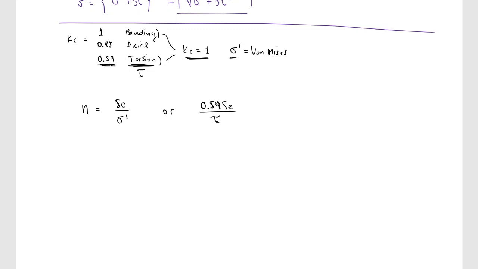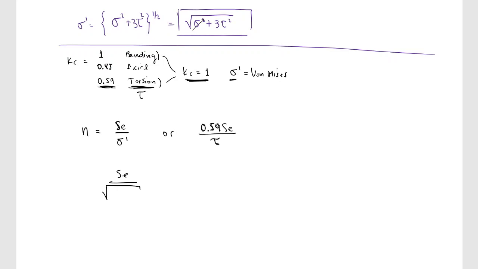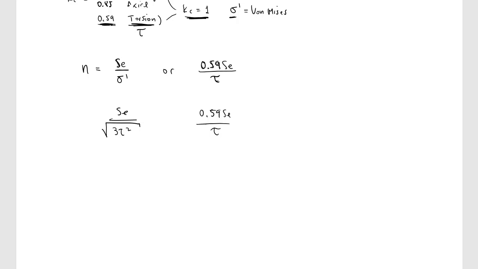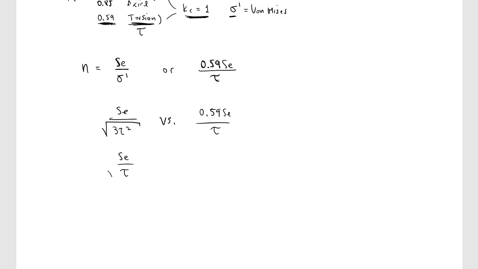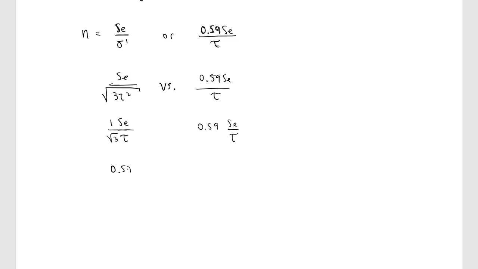And that's basically it, because this is equal to the square root from what I just found here. My von Mises, if there's only torsion, would just be the square root of 3 tau squared. The sigma would be 0. And in this situation, it would be 0.59 SE over tau. Okay, versus this, which is just SE over tau, square root of 3 in the denominator. And 1 over square root of 3 gives me 0.577 SE over tau.